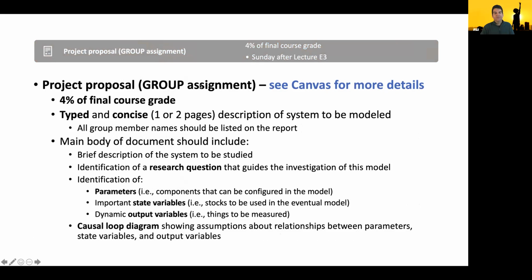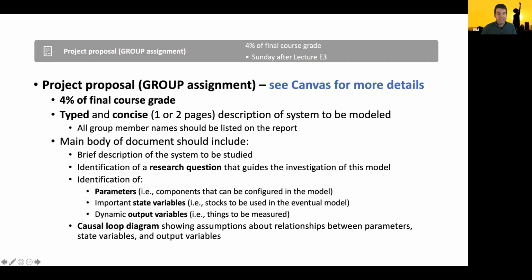This is a good chunk of the grade here. And this is going to identify the system that you're studying, the research question, so hopefully a how or a why question that is motivating you to do this research. You are going to identify the parameters that you'll use in your model, likely state variables that you'll use in the model, and likely output variables that you'll measure from your model that allow you to assess the performance of your model and the validity of your model relative to the real system.